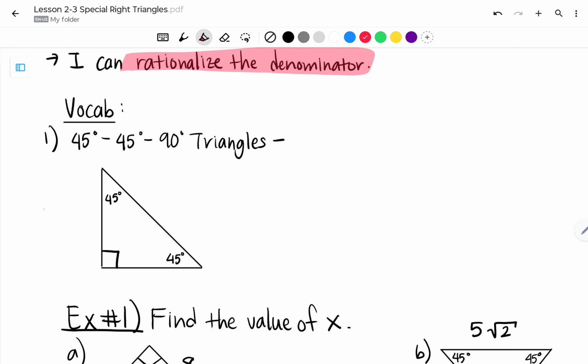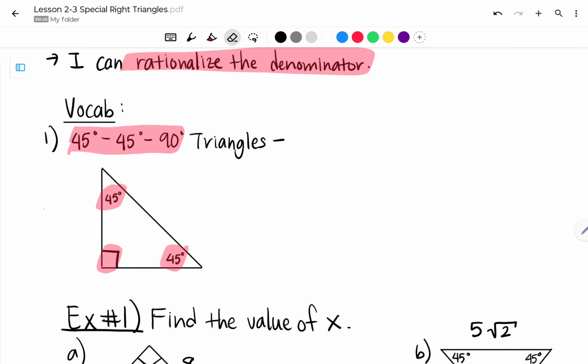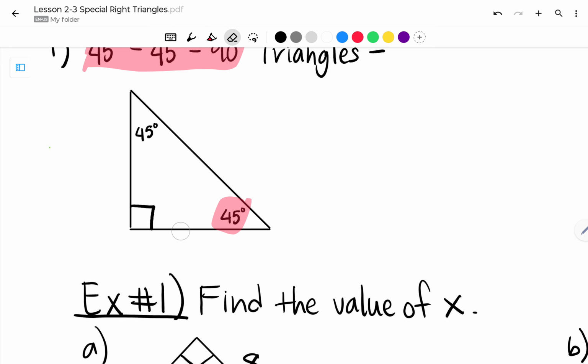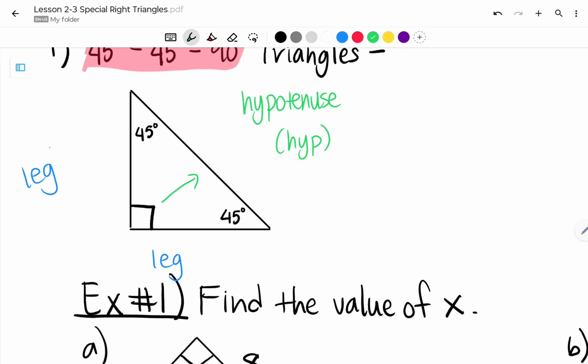So here is the first vocab word. This is a special type of right triangle whenever we have the angles 45, 45, and 90 degrees. When we have these angles, we can make special formulas from them, right? Before we go into the formula, we need to know what these sides are called. We call these two sides the legs of the triangle. And we always call the side that is across from the right angle the hypotenuse. I'm going to start abbreviating it as HYP, okay?